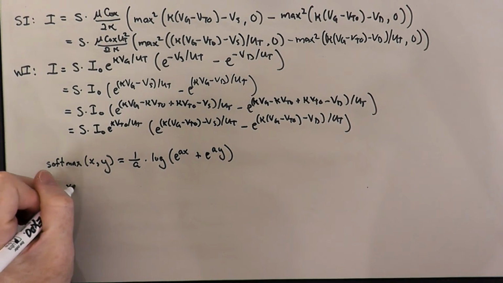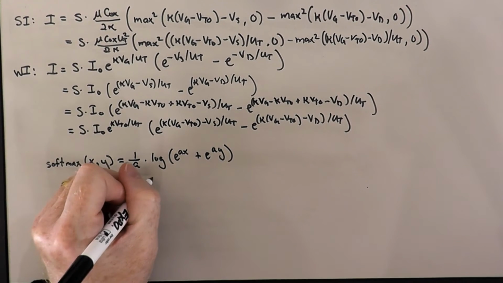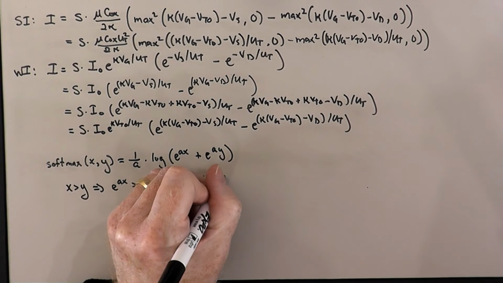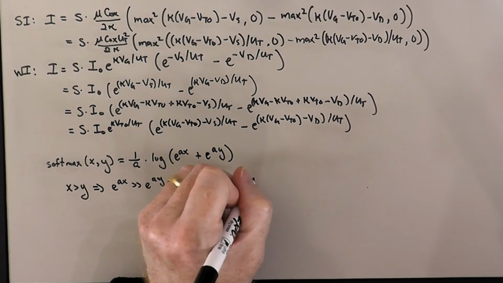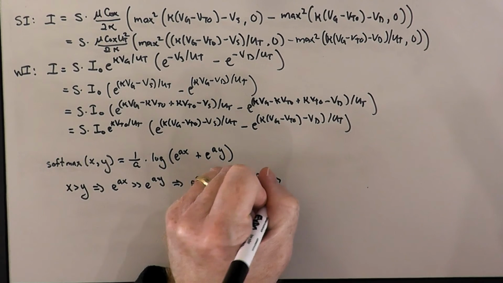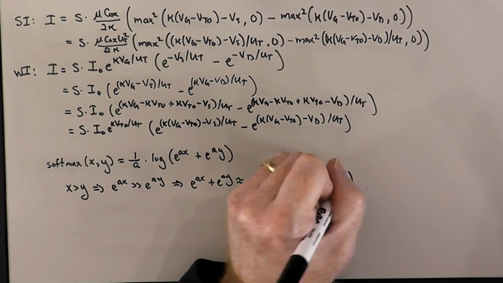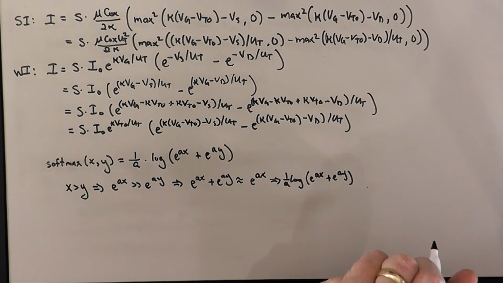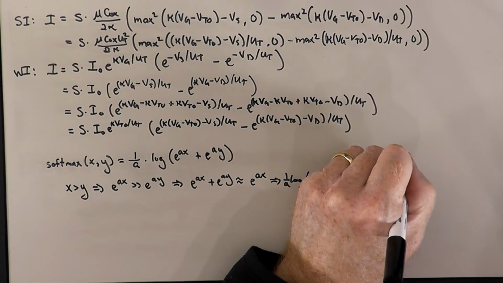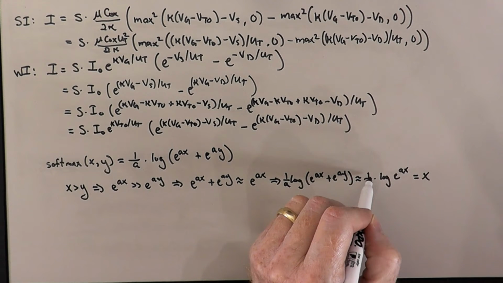Well, if x is greater than y, that implies that e to the ax is much bigger than e to the ay, which implies that e to the ax plus e to the ay is going to be approximately equal to e to the ax. Well, that means that 1 over a times the log of e to the ax plus e to the ay is going to be approximately 1 over a times the log of e to the ax, which is just equal to x. So log undoes the exponential, the ax pops out, and we have 1 over a canceling with a.